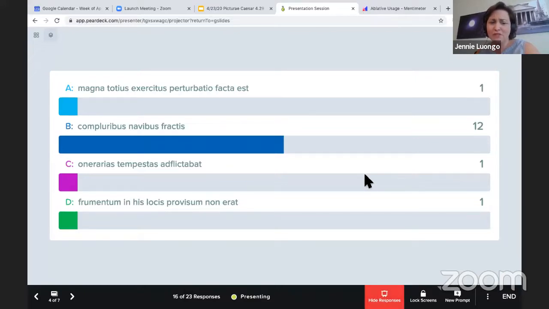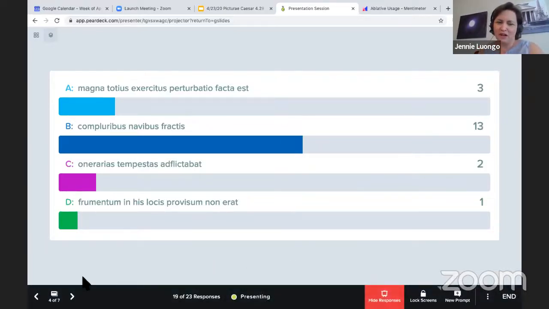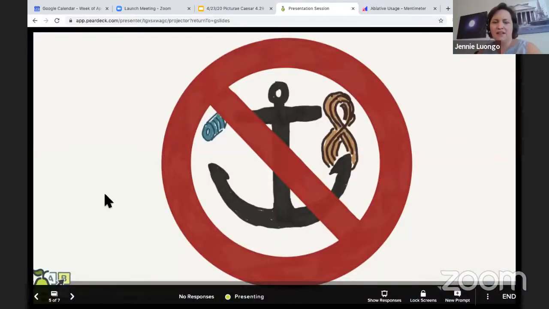Cum pluribus navibus fractis, with several ships broken. I think that is what happened, although that often happens to cookies as well. I can see again why the storm was battering the transport ships, I mean. There are definitely some warships right there, though. So some were transport ships and some were warships. All right.